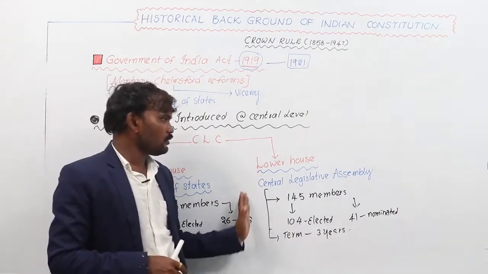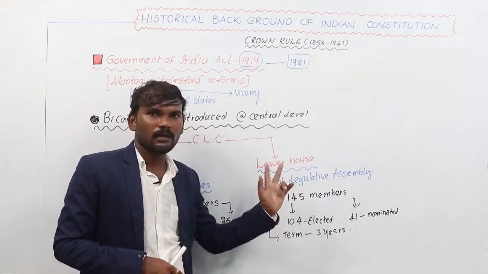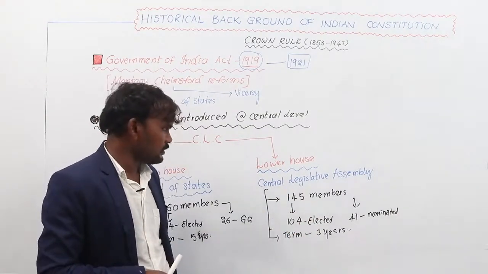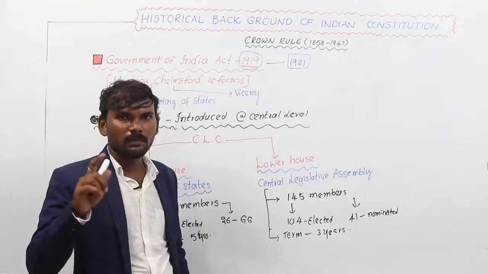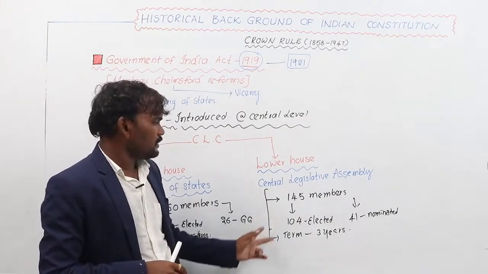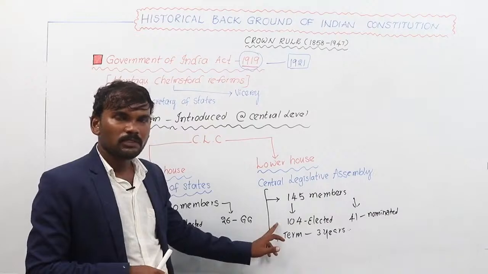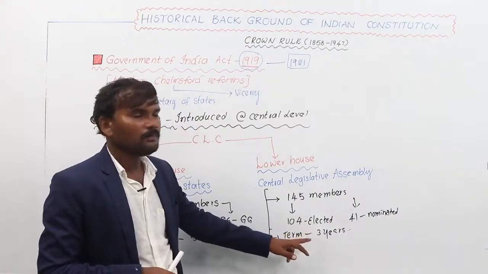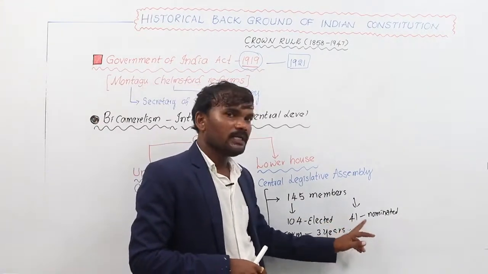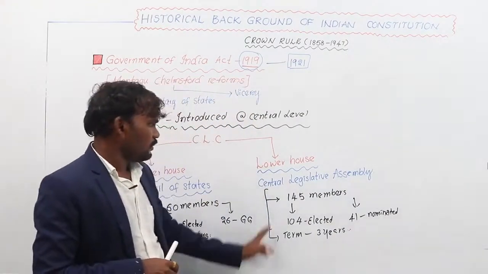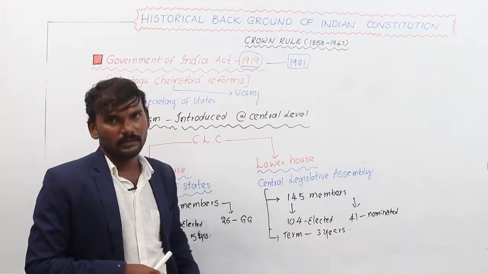Coming to the lower house, it is called the Central Legislative Assembly. It consisted of 145 members: 144 members plus one president. Of these 145 members, 104 members were elected directly and 41 members were appointed or nominated by the Viceroy. The term of these members was 3 years.